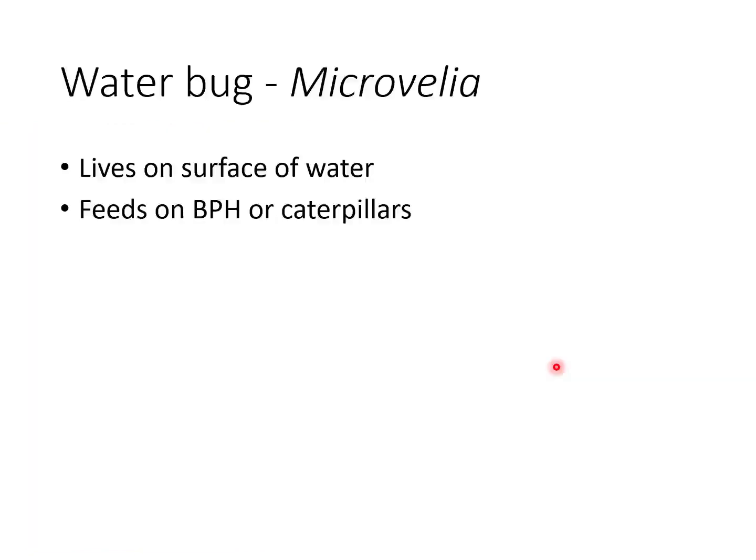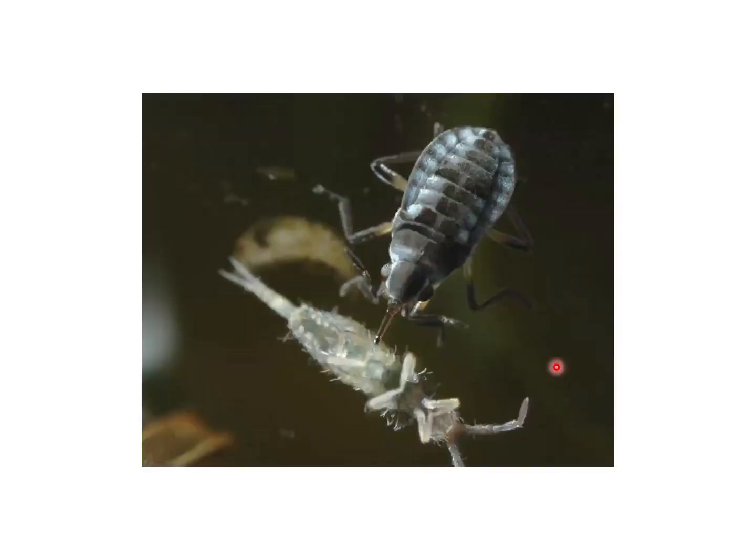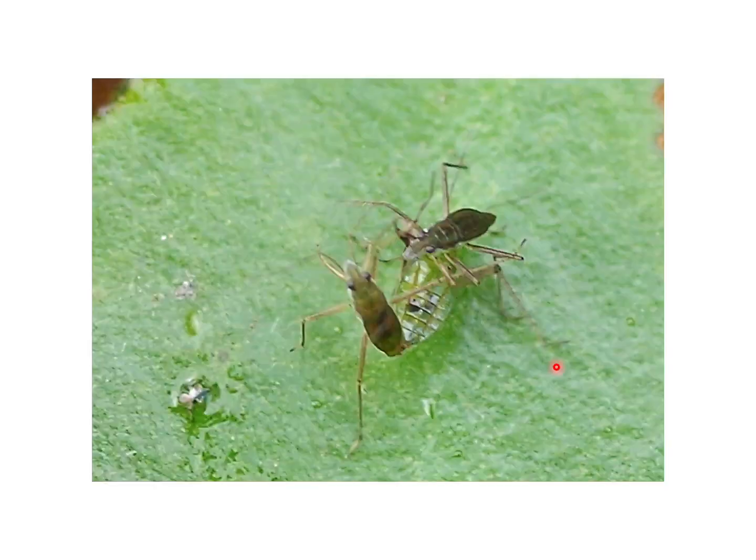Next, we have certain predators present on the water surface. One is water bug Microvelia. It feeds on BPH and caterpillar. This is water bug Microvelia. This is feeding on the insect. Again, Microvelia feeding on insect.